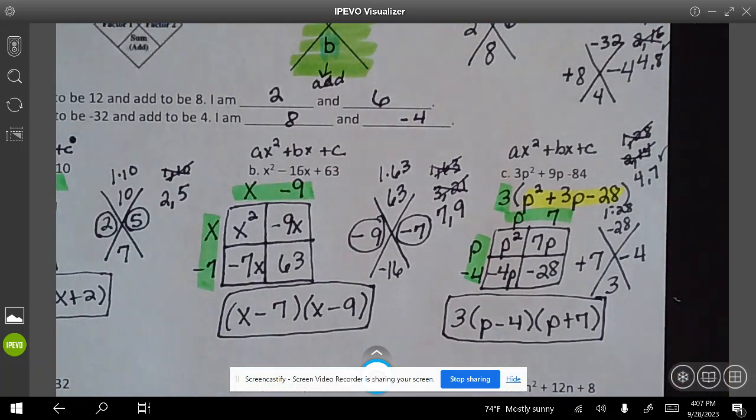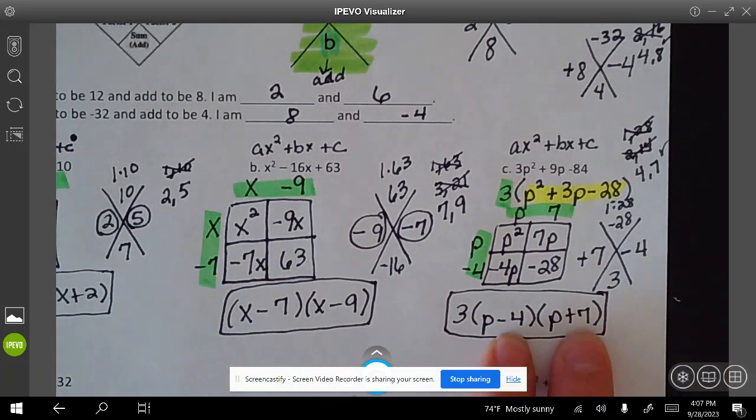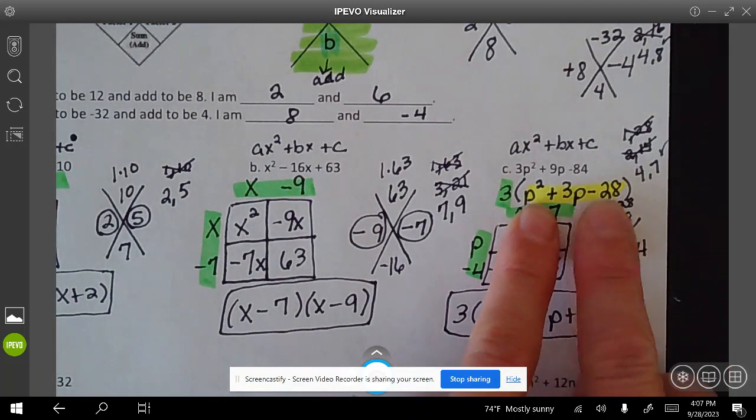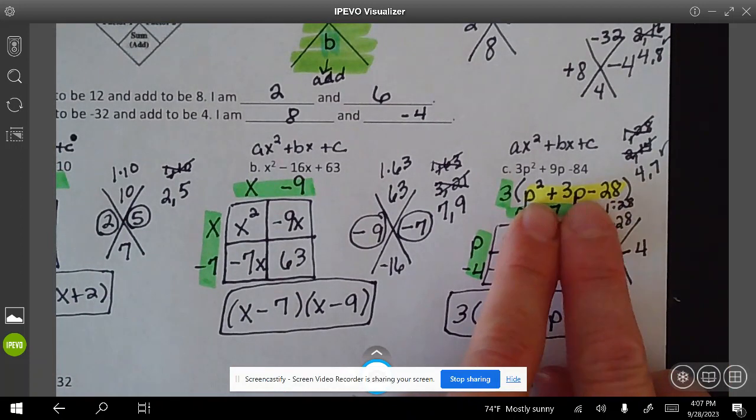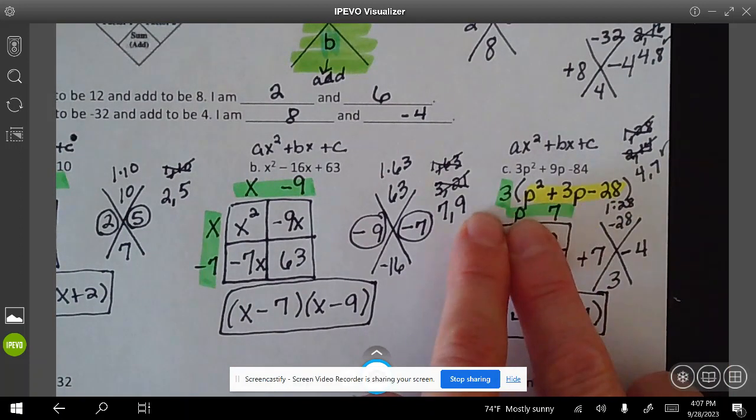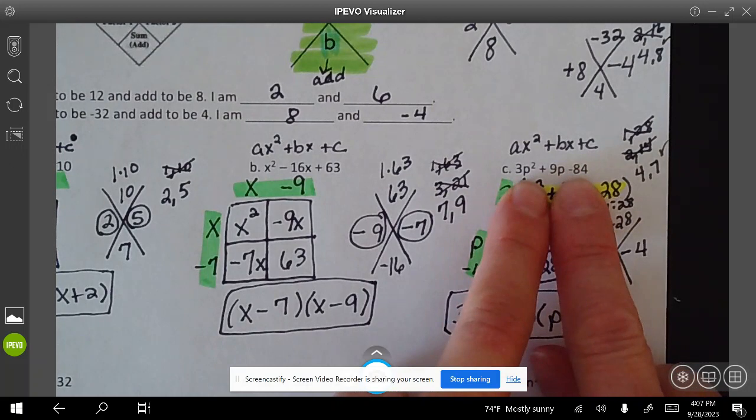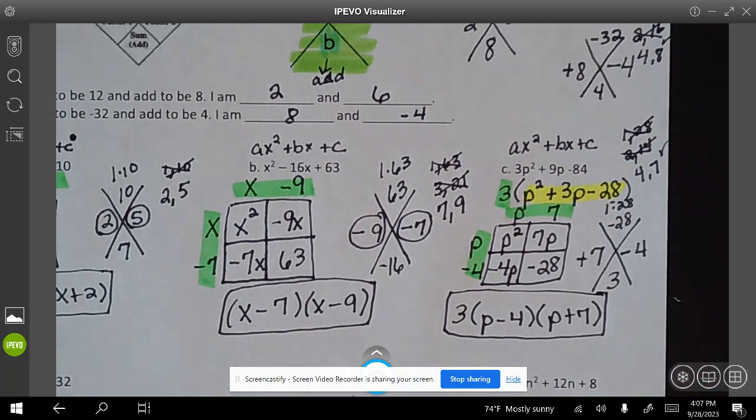When you get your final answer, you've got to keep that 3, because multiplying this out only gives me back what I highlighted in yellow. But when I take that and I multiply it by 3, then I get back to what I started with, okay? All right, as always, if you have questions, let me know.